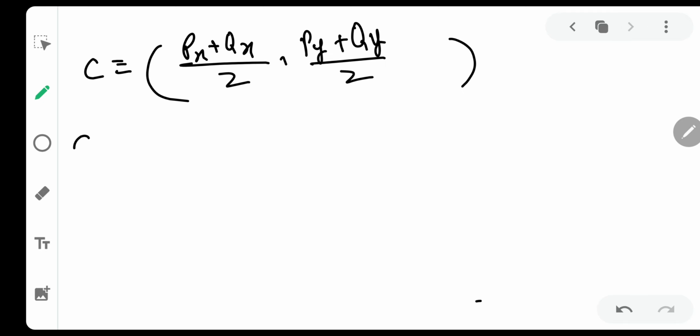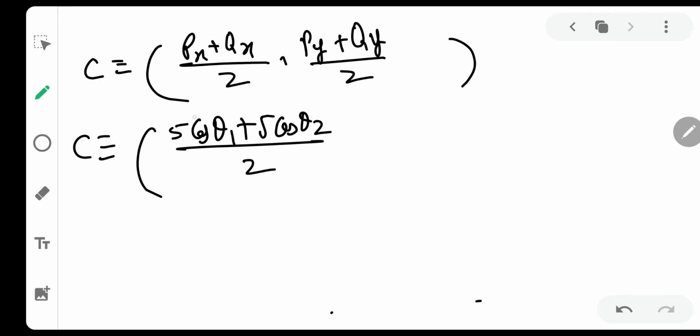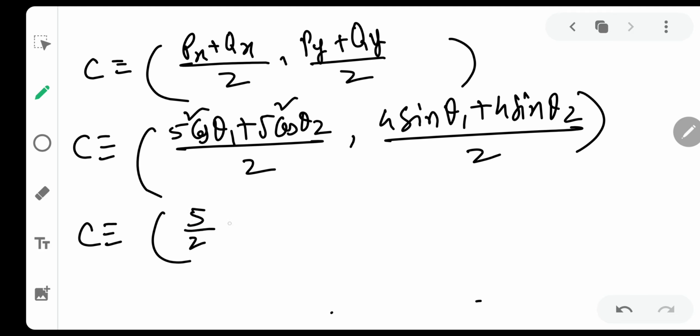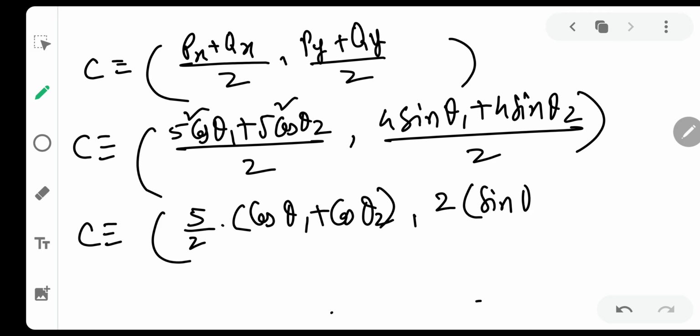So I will get the center of the circle, which will be: the x coordinate is (5 cos theta 1 plus 5 cos theta 2) upon 2. This is the coordinate of P and this is Q. And the y coordinate will be (4 sin theta 1 plus 4 sin theta 2) upon 2. So let me calculate the center. It will be 5 by 2 (cos theta 1 plus cos theta 2), and 4 by 2 is 2, so 2 (sin theta 1 plus sin theta 2). Let me keep it as it is.